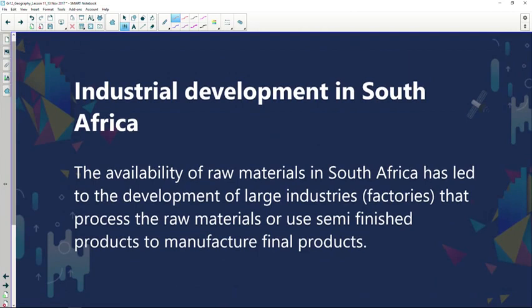If you look at what the notes tell us, the availability of raw materials in South Africa has led to the development of large industries or factories. So what we do is we either finish the raw material products or we leave them semi-finished so that the final product can be manufactured somewhere else.